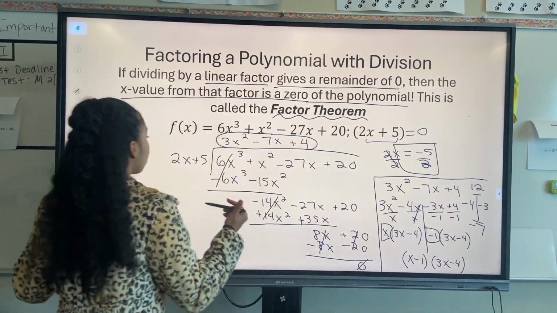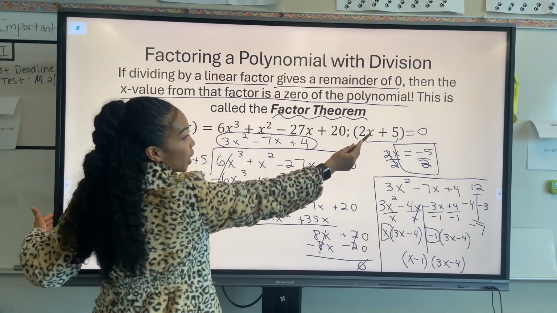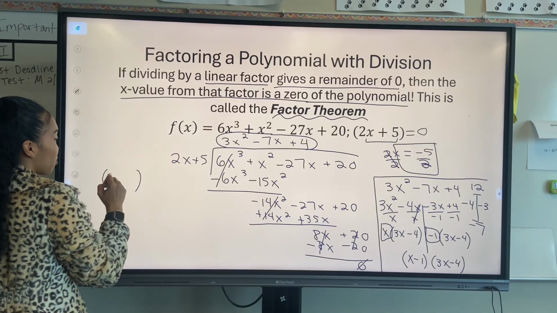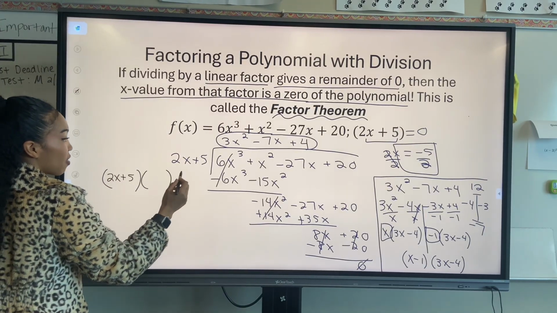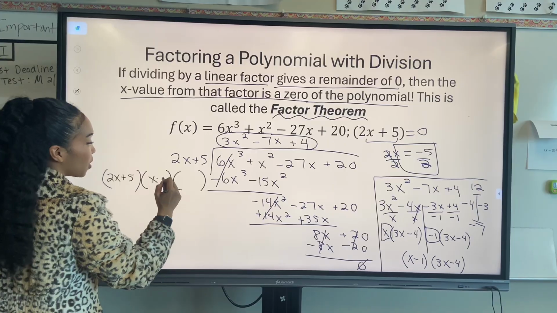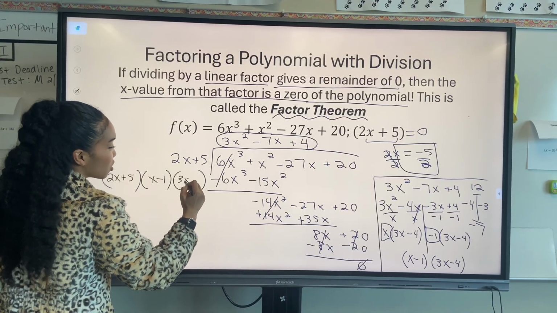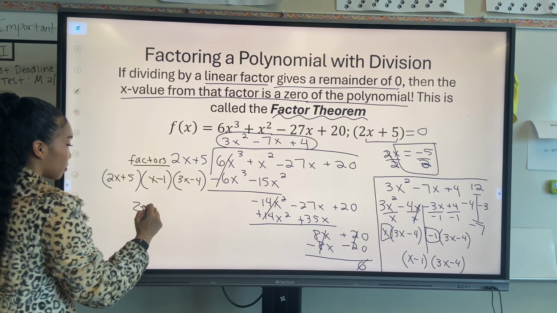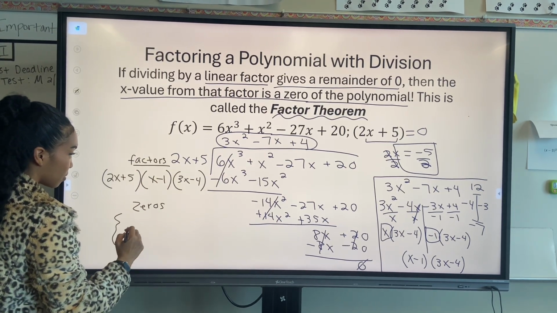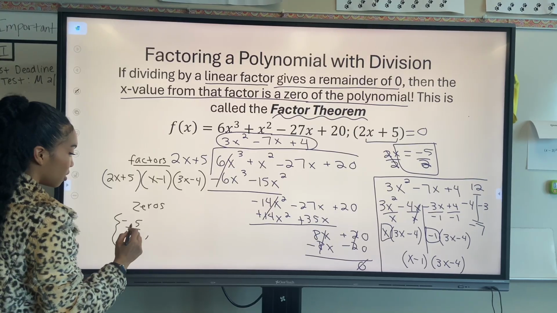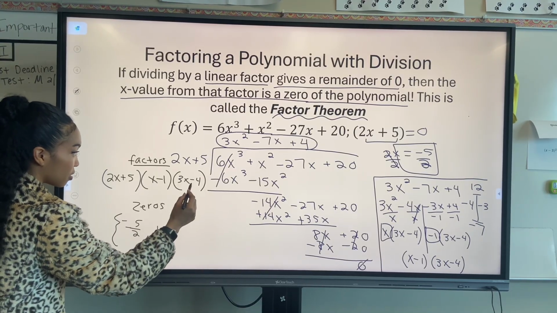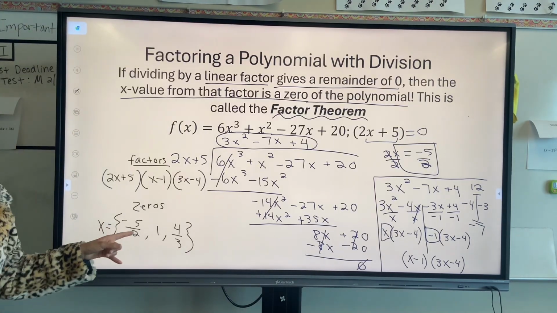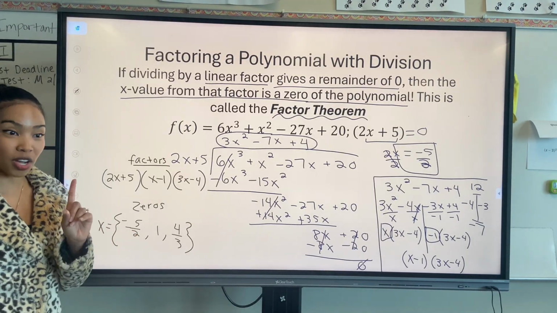So that means our factors are 2x plus 5 is a factor. We know it's a factor because our remainder was 0. And then the other factors we found were x minus 1 and 3x minus 4. So these are my factors. What are my zeros, guys? Negative 5 over 2, good. Positive 1. Thank you, Leah. All right, so these are my zeros. What's the multiplicity of these? 1, yes.